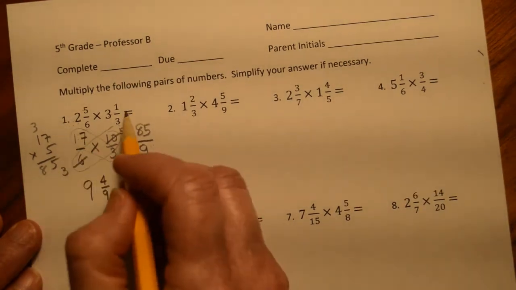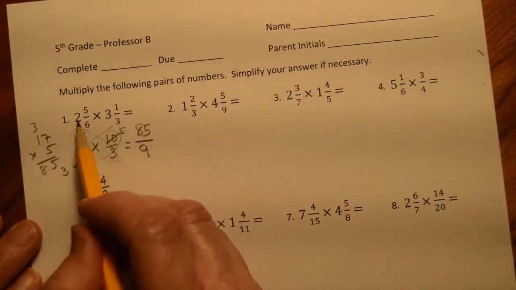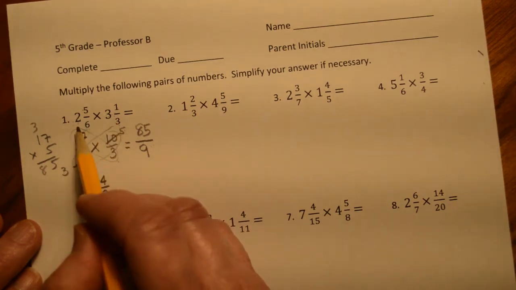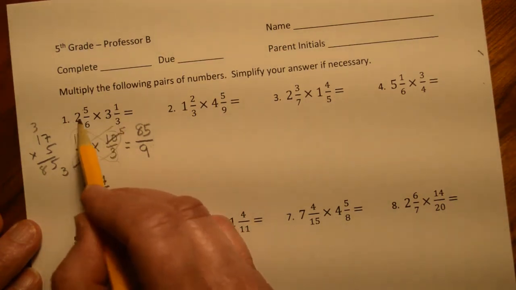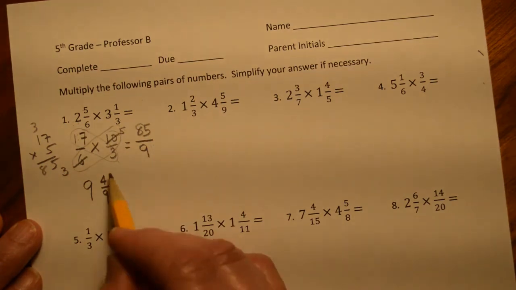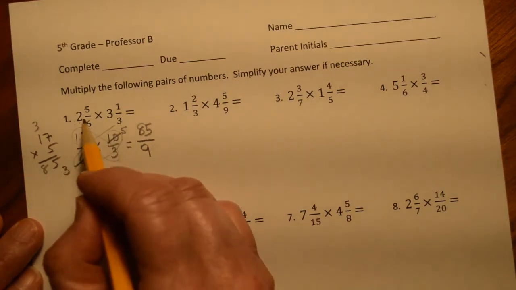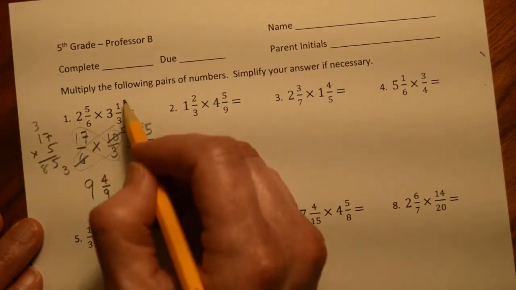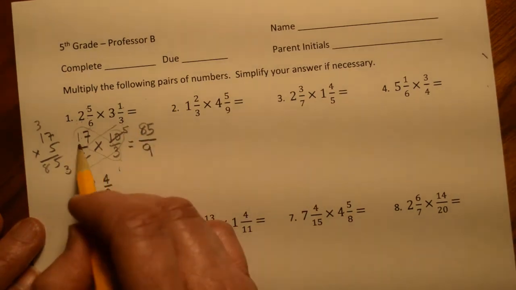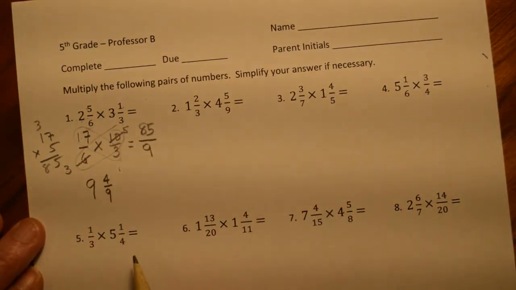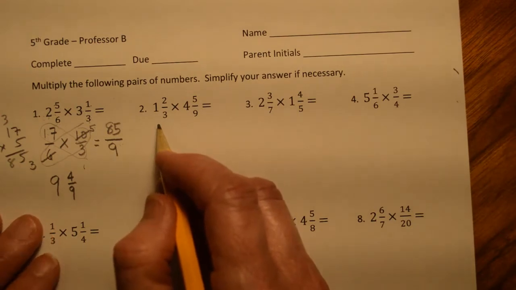Again, we could do that really long way I just showed you, where we do 2 times 3 and 5/6 times 1/3 and 2 times 1/3 and 3 times 5/6, but this is much faster. We just convert our mixed number into an improper fraction, and then multiply. All right, let's take a look at number 2.